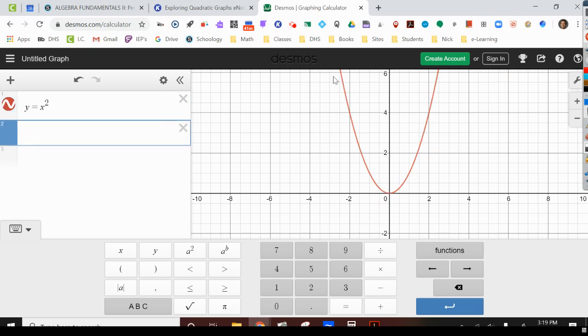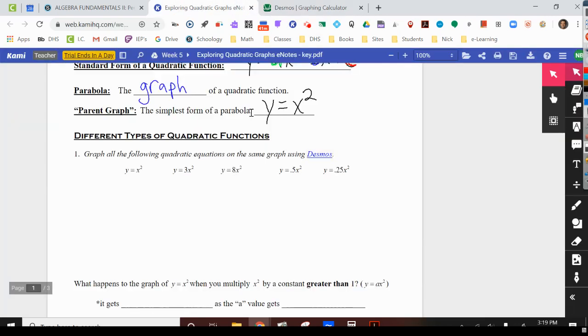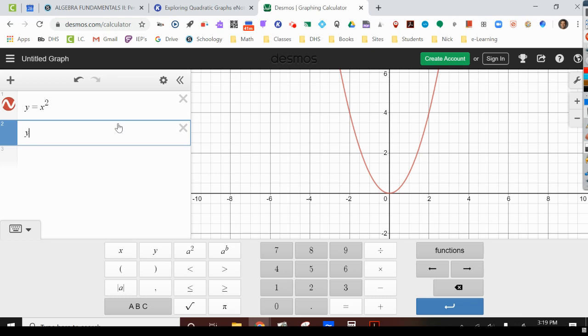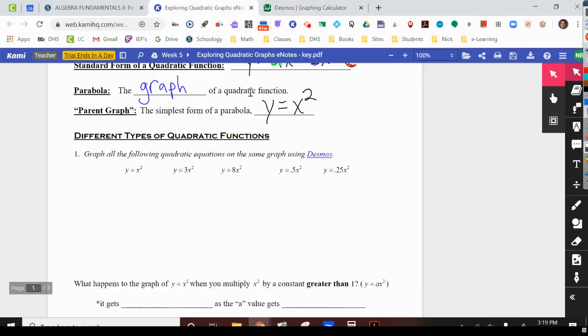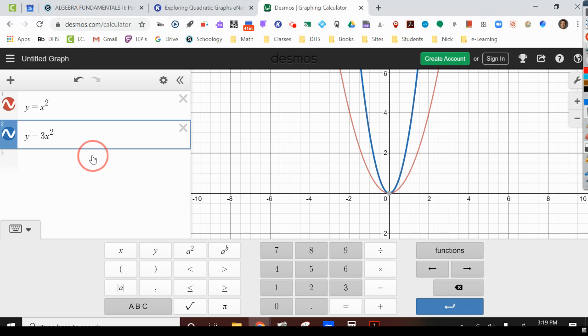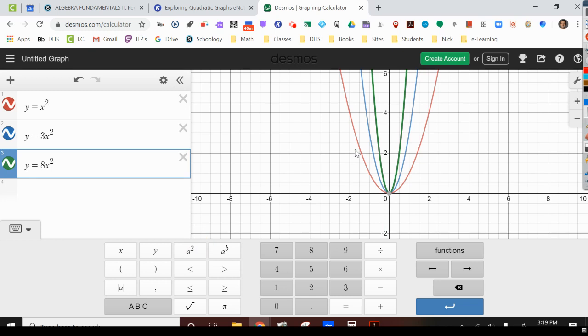All right, and there's my parent graph here. It's right down the middle there, and it's in red. And I also want to put y equals 3x squared. Let's see what happens now when I do this. y equals 3x squared. All right, look at that blue one. It's kind of getting inside of that one a little more. What happens when we do y equals 8x squared? Well, let's see, y equals 8x squared. Oh my gosh, it's even more inside, right? It looks like those are getting a little more narrow every time this number is getting bigger.